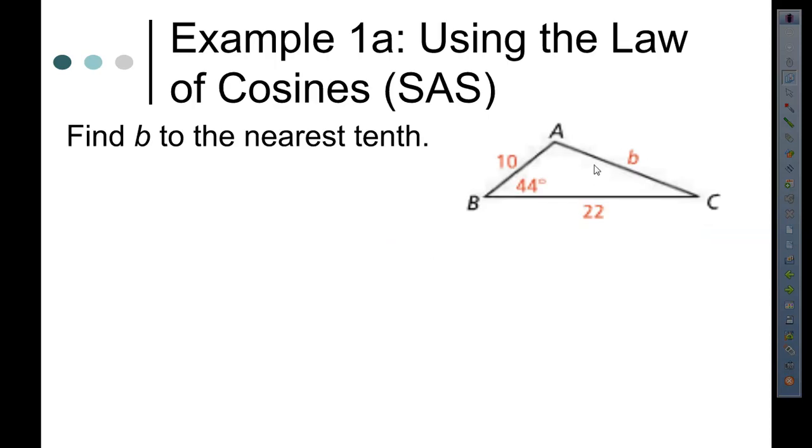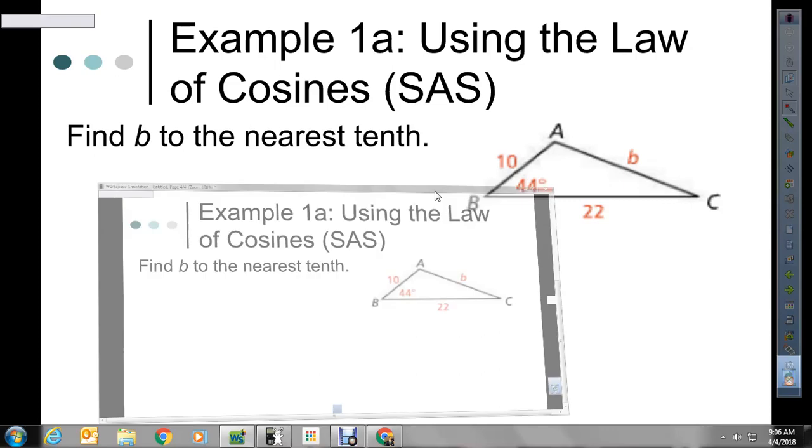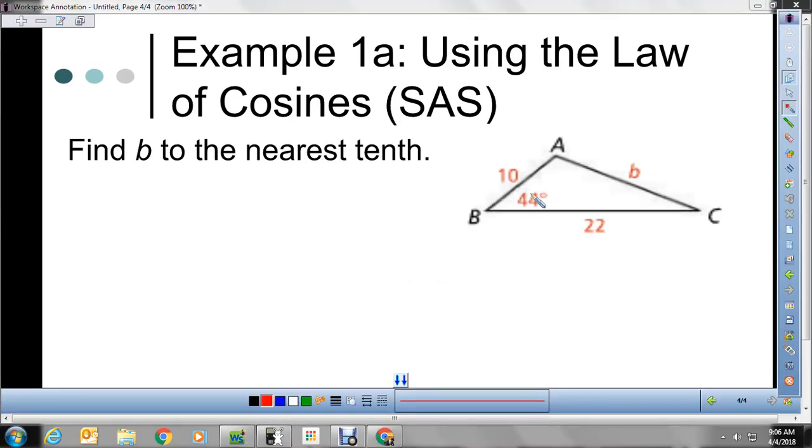Okay, the first one is labeled A, B, and C. As we look at this, we're looking for side B to the nearest tenth. Well, we start off here with a 44-degree angle. We don't have the side across. We're looking for it. We don't have it. So therefore, we cannot use law of sines.